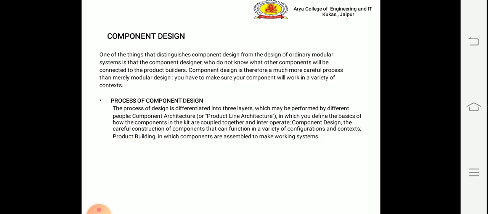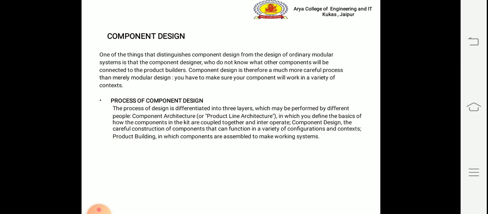Now, component design. One of the things that distinguishes component design from the design of an ordinary modular system is that the component designer doesn't know what other components will be connected to the product by the builders. Component design is therefore a much more careful process than merely modular design. You have to make sure your component will work in a variety of contexts.